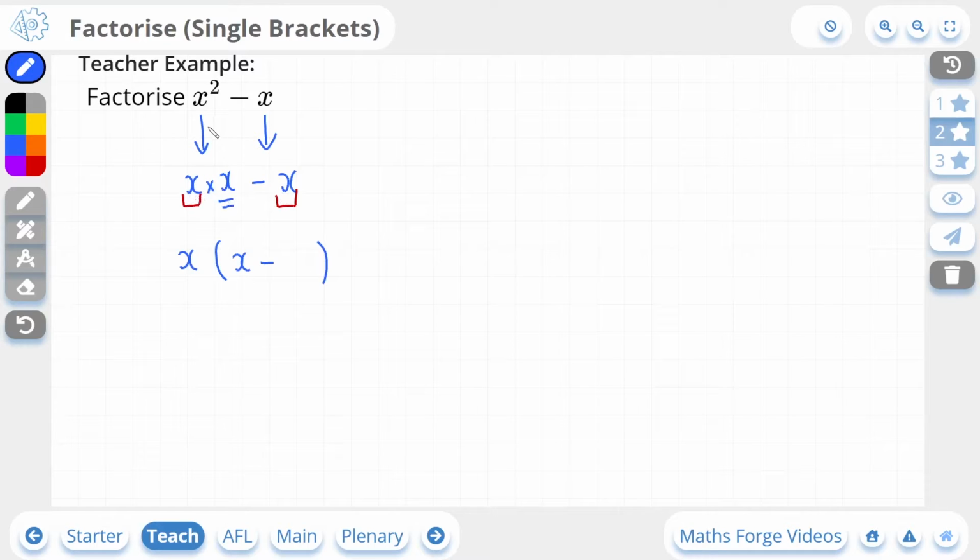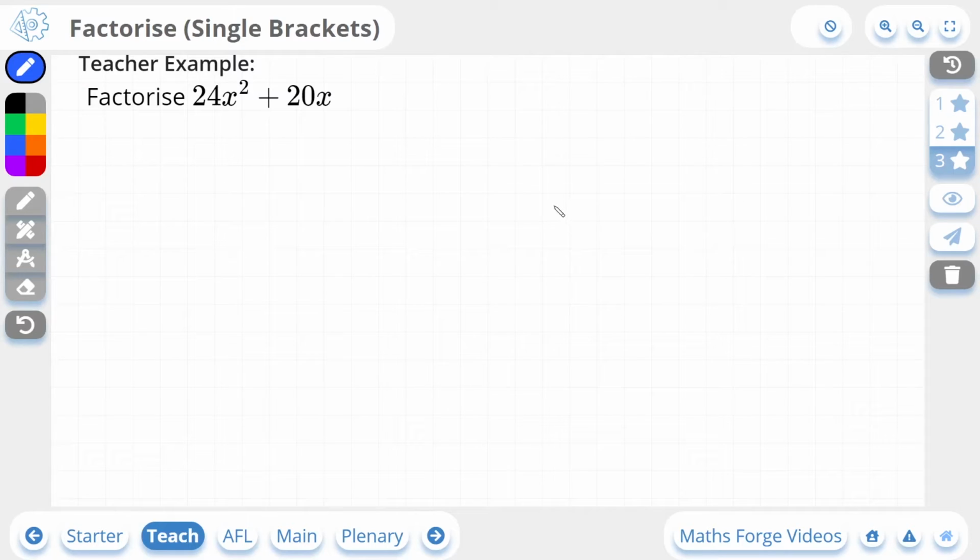So of course, x squared divided by x is going to give us an x, and x divided by x is just going to leave us with a 1. And if we expand the brackets to check our answer, x multiplied by x is x squared, and x multiplied by 1 is indeed x. So this should be our answer in its simplest form. And if we check our answer, there it is.